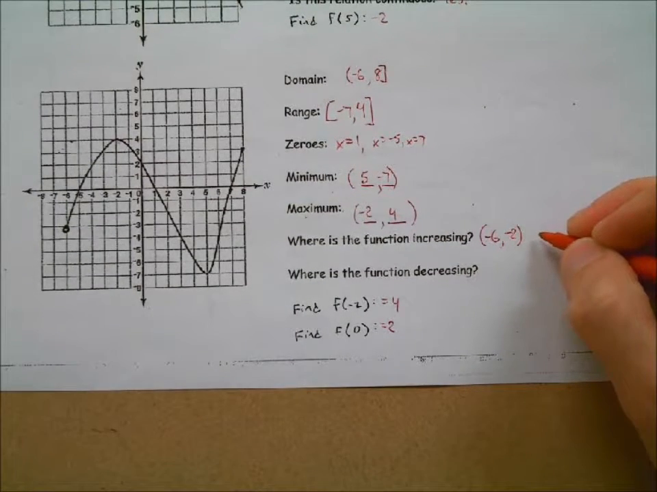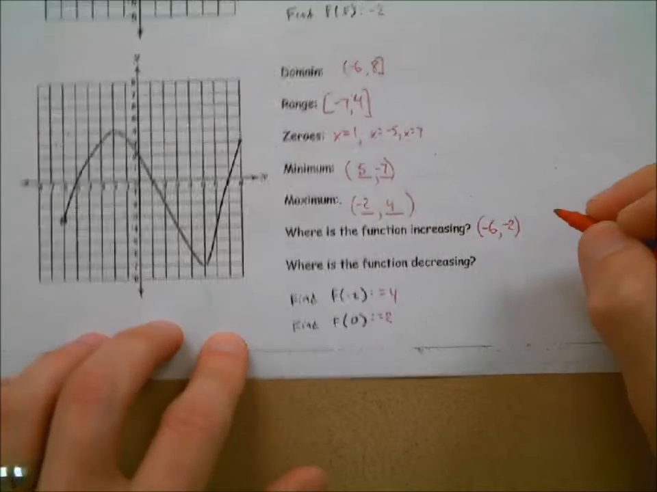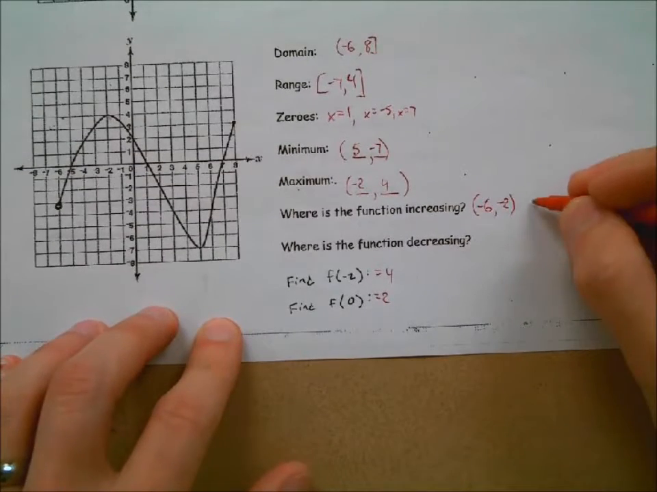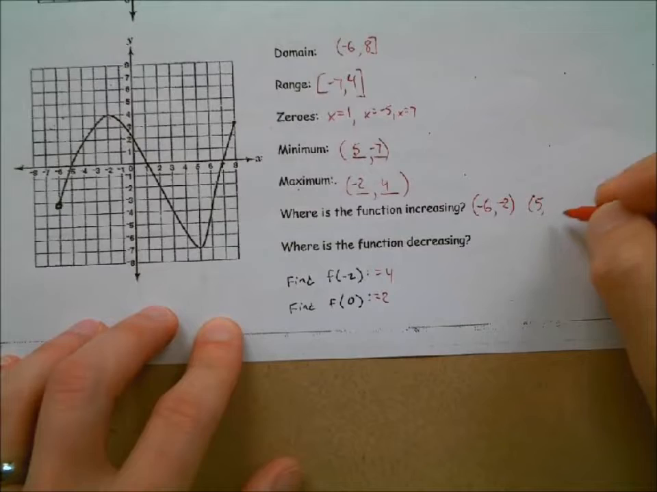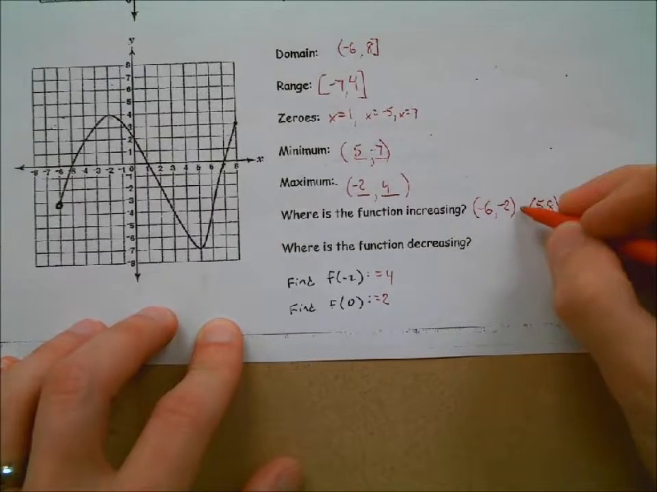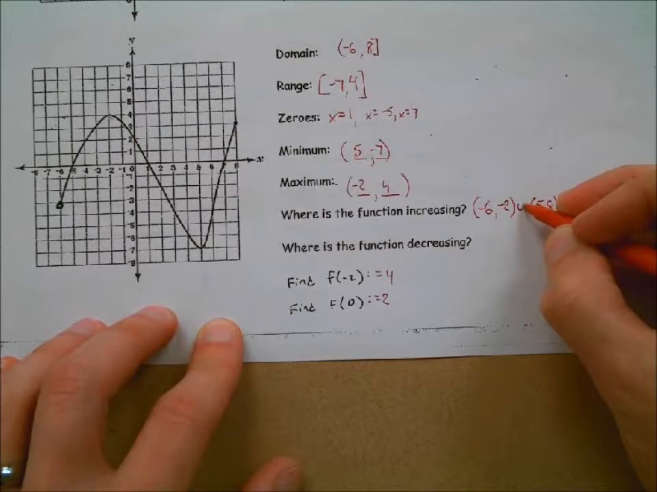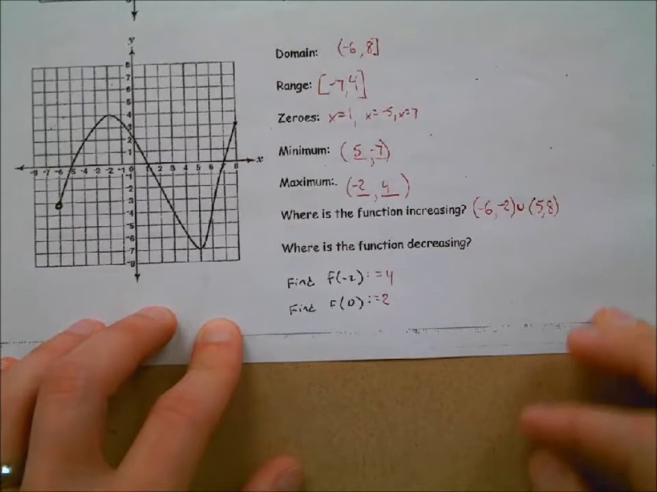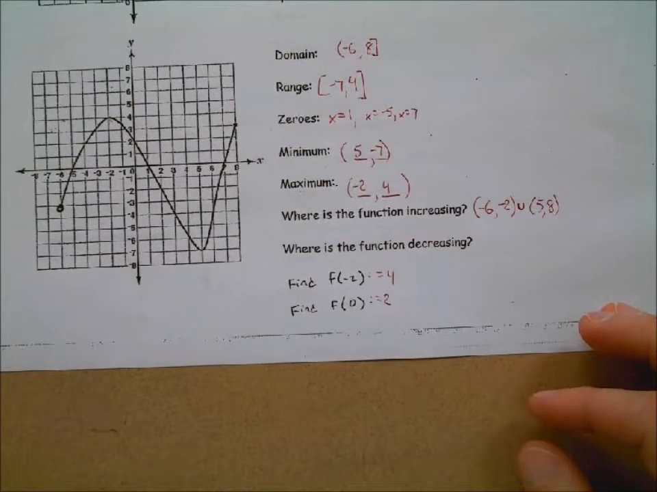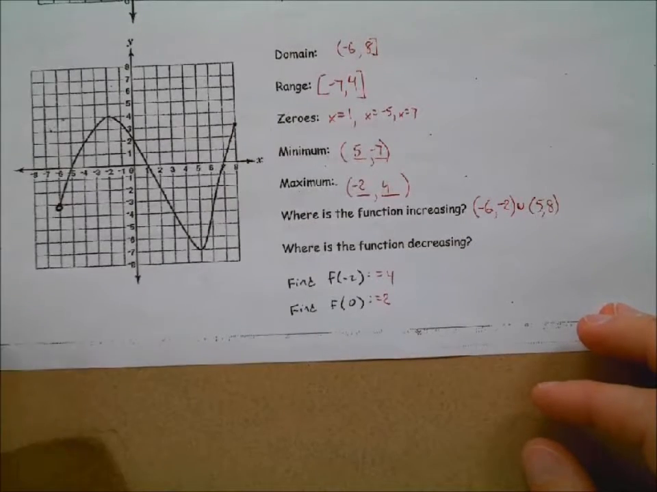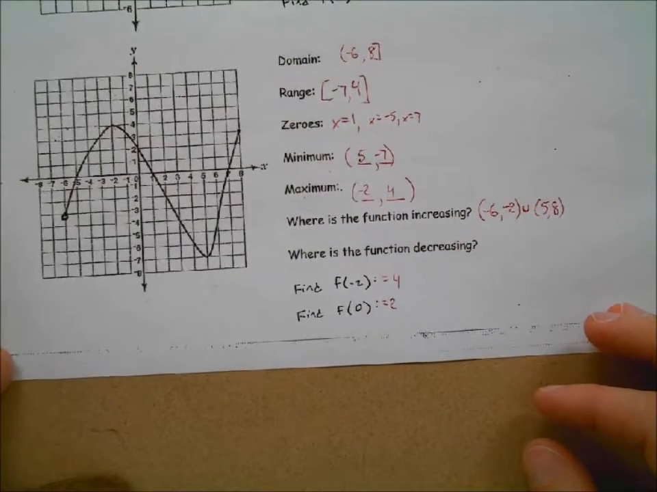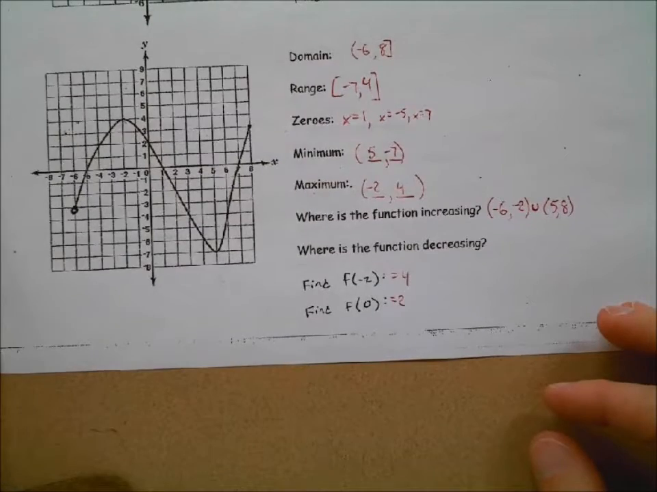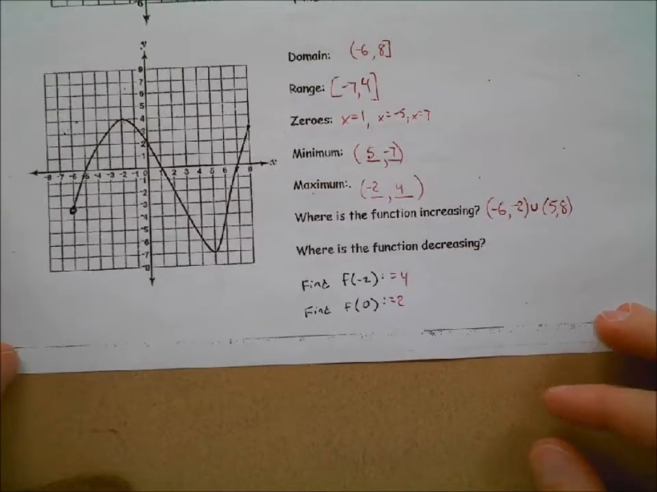We have another interval. Where does the next interval start where we're increasing? 5, and then it goes to 8, yeah. And then to join these two together, we're going to use this little symbol called union, okay? It's something from set theory. It's like a little U, to join them together. Just a little U. It means union, okay? And then we'll do the decreasing.